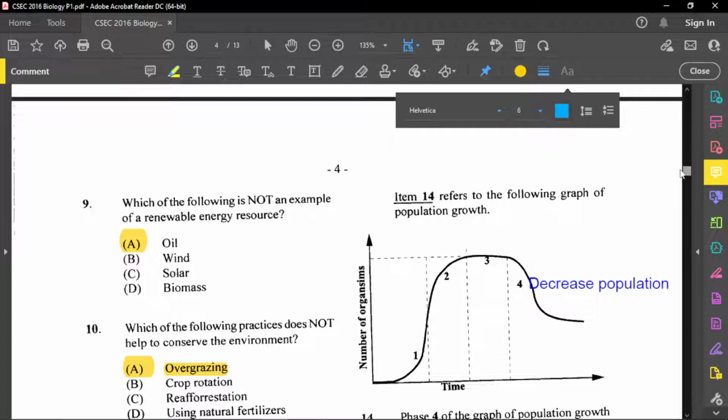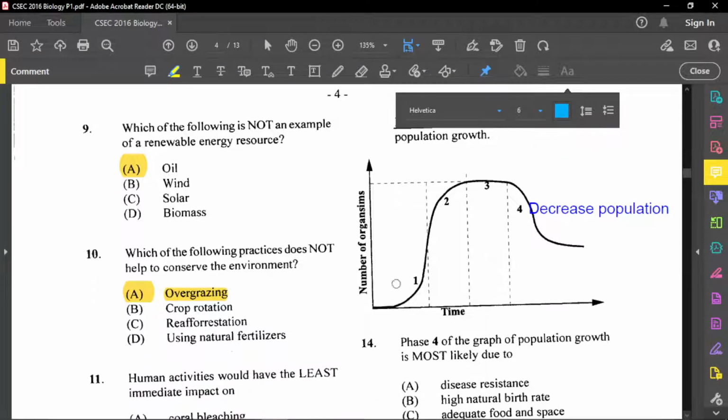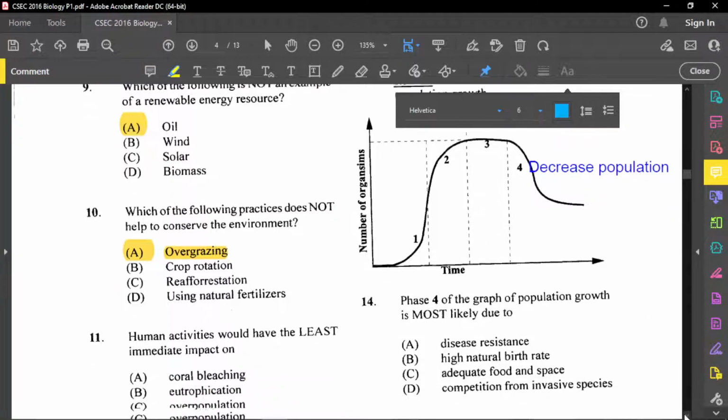And number 14 refers to this graph. I already labeled it for you right here. I went through it and just labeled it quickly. So here's phase 4. Let's go down a little bit. So we have time and number of organisms, which is population. So phase 4 of the graph of population growth is most likely due to what? And there's a decrease in population at 4, as you notice that is labeled on the graph there.